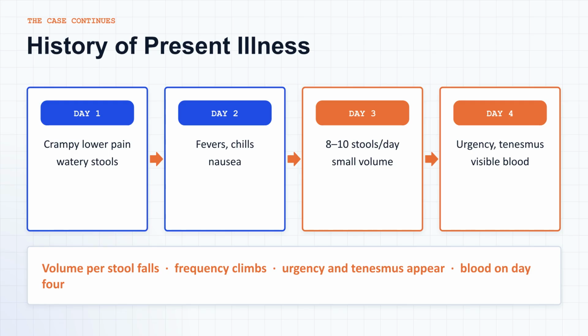He has cramping across the lower abdomen, worse on the left. He has had subjective fevers and chills since day 2. He has had nausea but almost no vomiting. And this morning there was visible blood mixed into the stool. Notice how that story already points us toward the colon. And notice one negative. He is not vomiting much. Prominent vomiting would have pulled us in the other direction entirely.